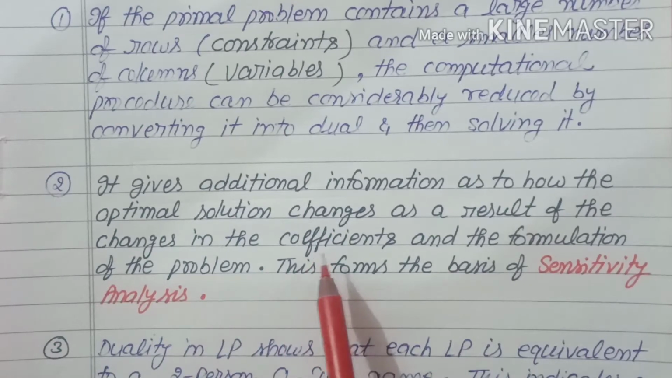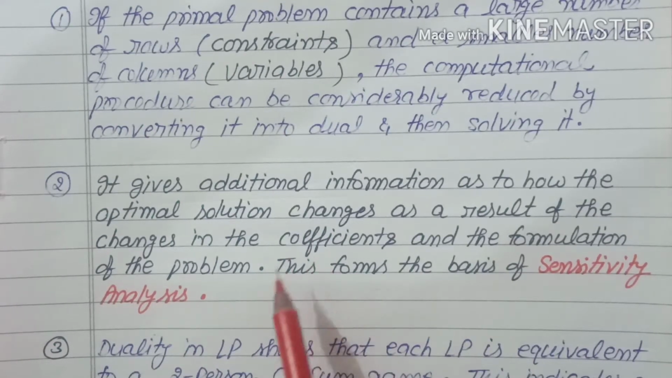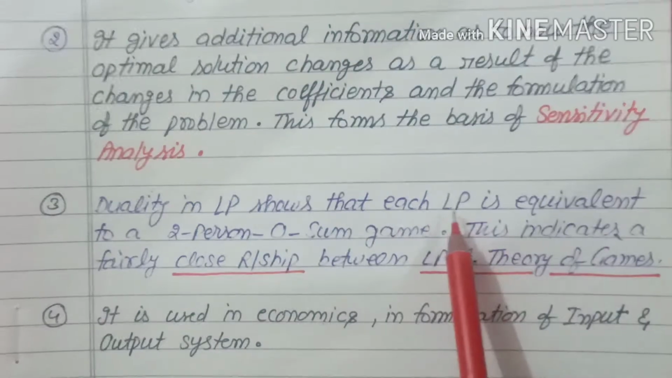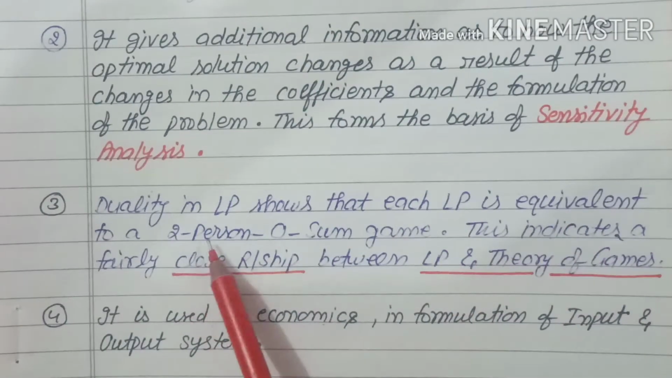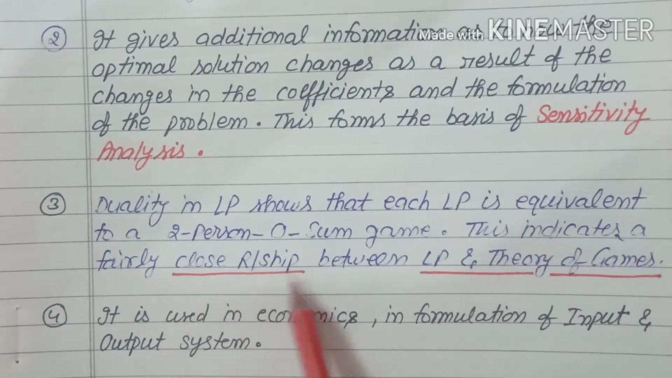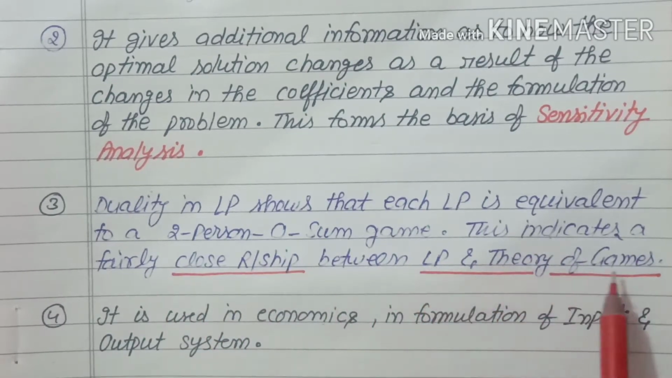For example, if we have found an optimal solution and then the right hand side element of the constraint equation changes, meaning the resources or any other item changes, then the effect of these changes on the linear programming can be found using the dual method. Third, duality in linear programming shows that each LP is equivalent to a two-person zero-sum game, and this indicates a fairly close relationship between linear programming and theory of games.